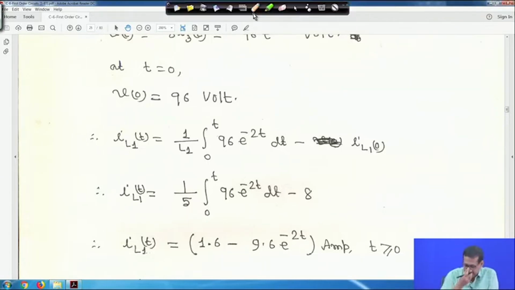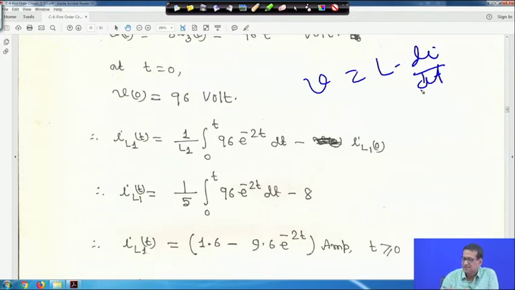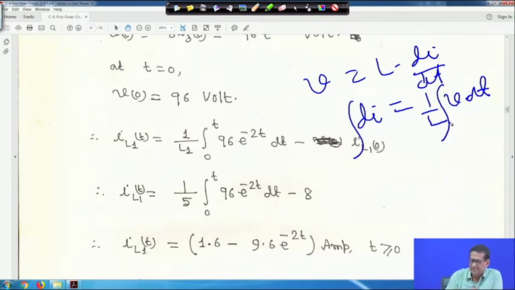Next, we know IL1(t). In general, Vt is equal to L into di upon dt, the same for inductor 1 and inductor 2, since the parallel inductors are there, right. So we know that in general V is equal to L di by dt. That means di is equal to 1 upon L, V into dt. If you integrate this, in general it is 1 upon L integral of V dt.